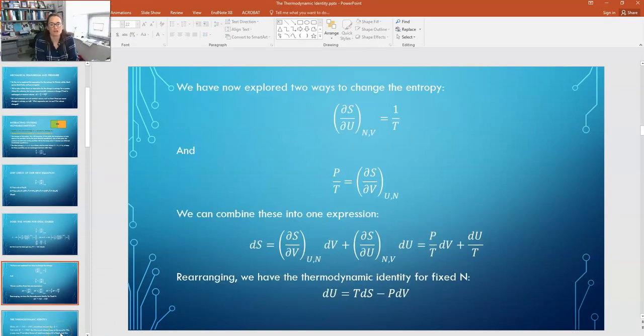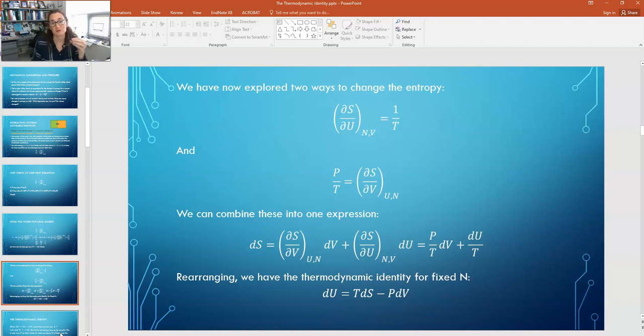So we've got two ways right now. We've already talked about the true definition of temperature, which is the way that the entropy changes as you vary the internal energy, and that gives you partial s with respect to u, holding n and v constant, 1 over the temperature. And now we have this new expression for how the entropy can vary, and that one is p over t equals partial s with respect to v, holding u and n constant. Okay? So that's two ways the entropy can vary.